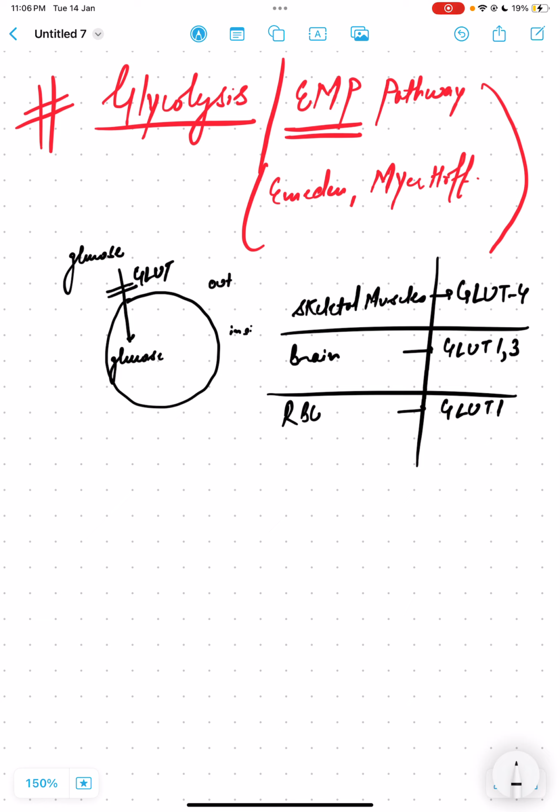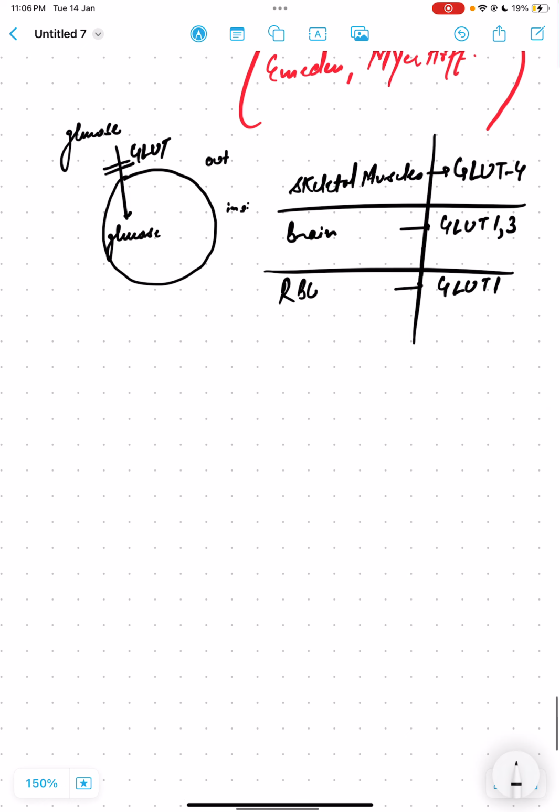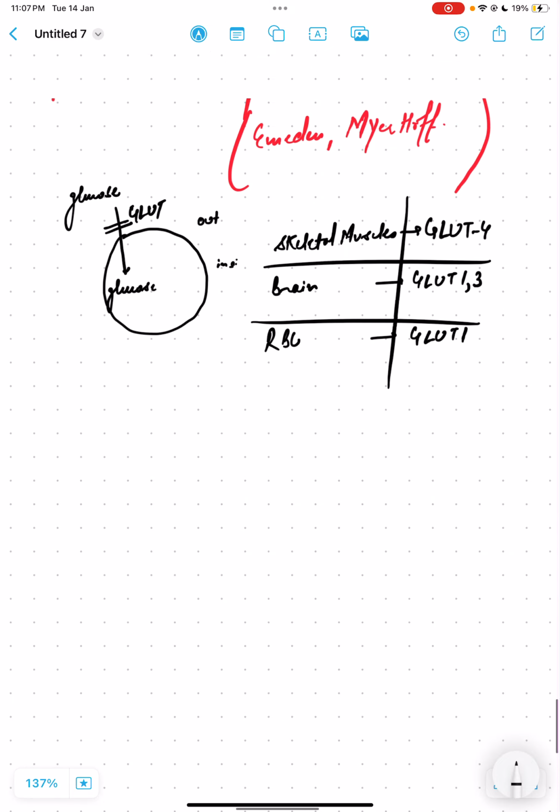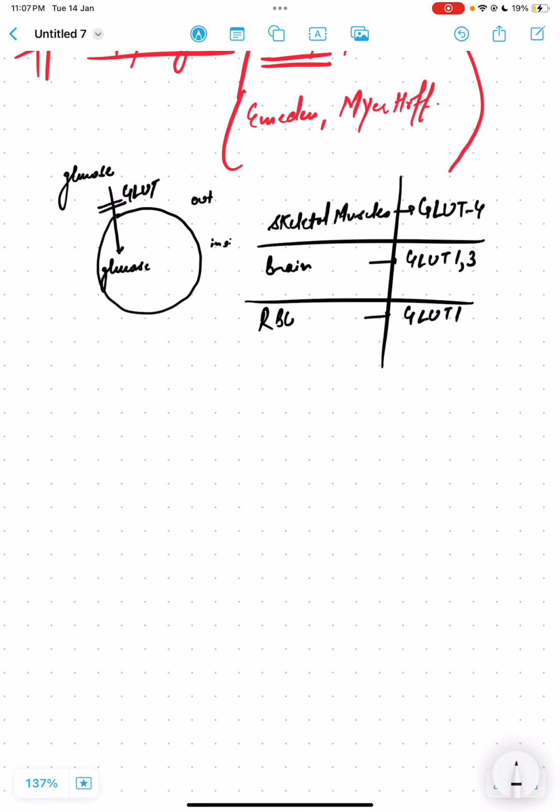But what happens in the case of diabetes? Diabetes basically is hyperglycemia. What happens is that insulin resistance develops and the GLUT cannot be produced. When the GLUT cannot be produced, the glucose cannot enter the cell and is lying freely, so it can lead to hyperglycemia. So you should remember the various types of GLUTs present in the region.